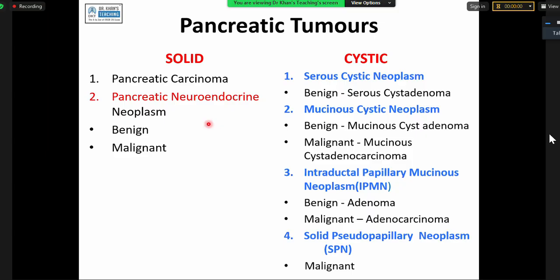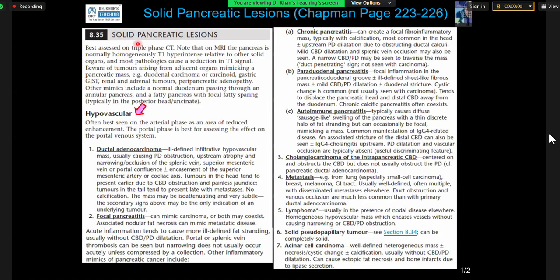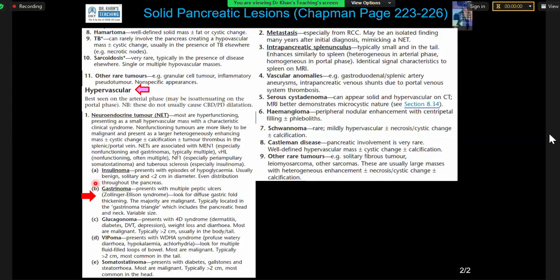Now, this is from your book, Solid Pancreatic Lesions. Look at this heading, and this heading is a take home for you. Hypovascular, these are the lesions which don't enhance. Ductal adenocarcinoma, the classical pancreatic carcinoma, is low density. On the other hand, hypervascular, and there is a long list of neuroendocrine tumors.